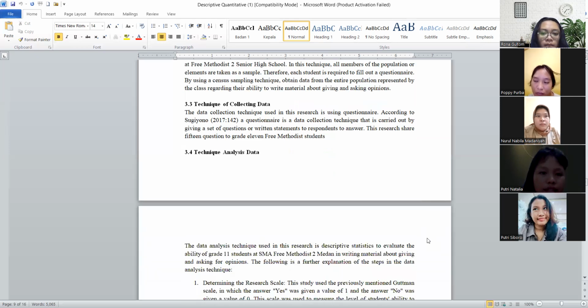This research shares 15 questions to grade 11 students of SMA Free Methodist 2 Medan, and the data analysis technique used in this research is descriptive statistics to evaluate the ability of grade 11 students at SMA Free Methodist 2 Medan in writing material about giving and asking for opinion.